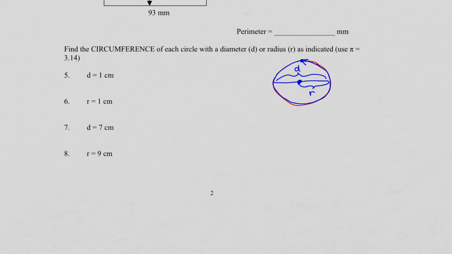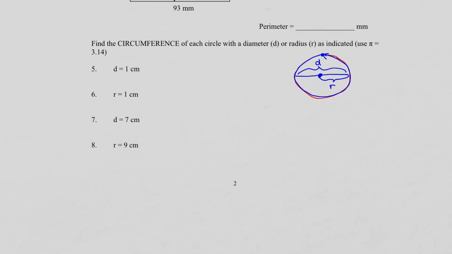All right, so we have basically one main formula, which is that the circumference is going to be pi, the constant pi, which in this case we're going to use 3.14. It actually keeps going forever, but we're just going to round it to the hundredths place. 3.14 is the approximation for pi, and we're going to multiply that by the diameter.